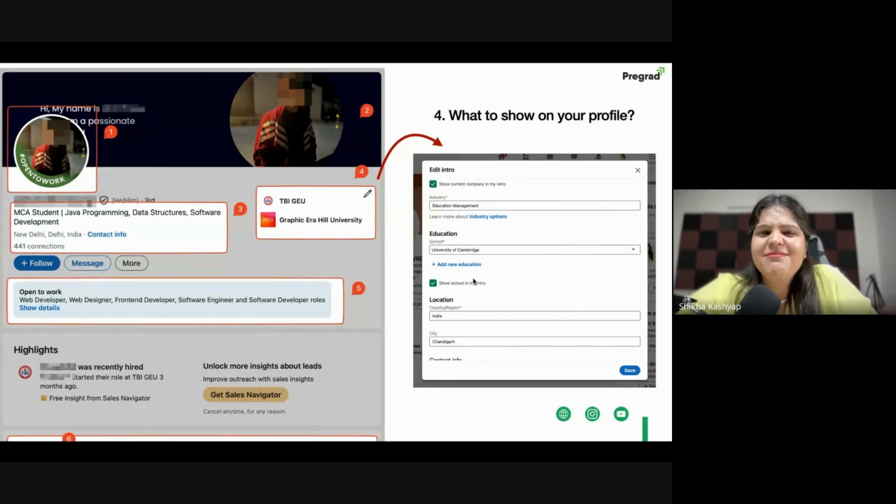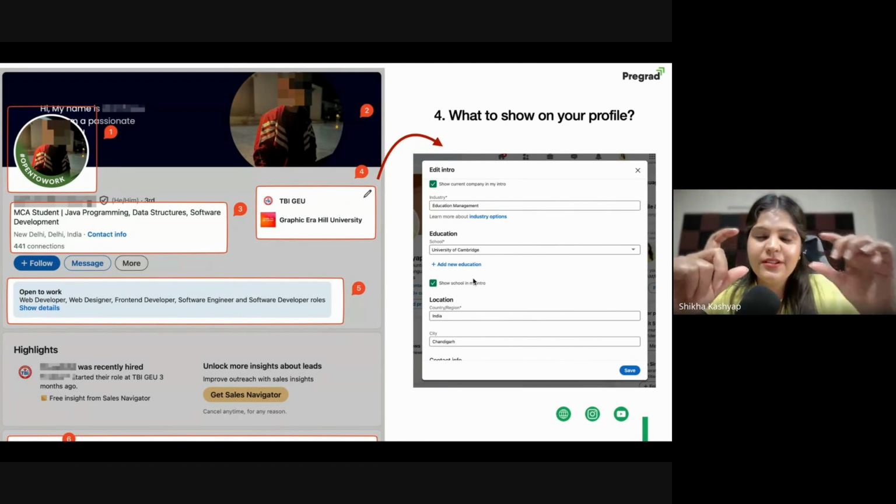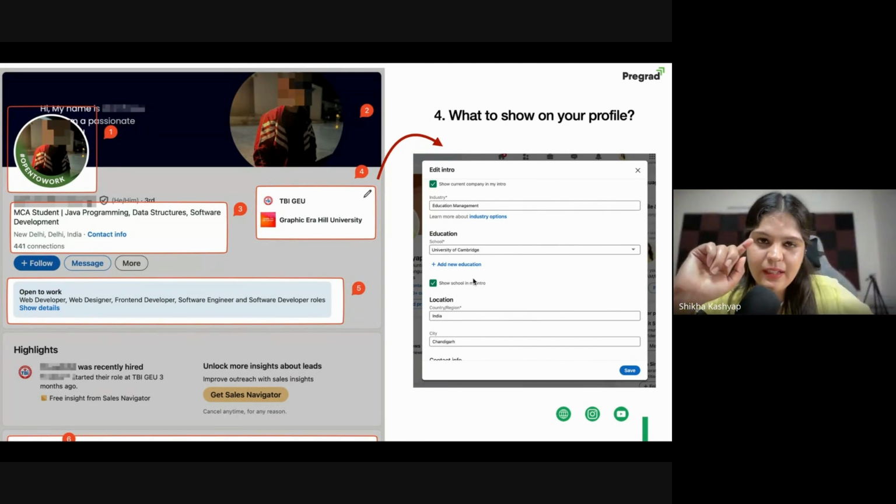Now the point is, why is it important? Because it shows your profile is different. If a recruiter is looking at your profile, they will not scroll down for your education. They can see your education, then they click your profile. So giving information in one click is the strategy here.